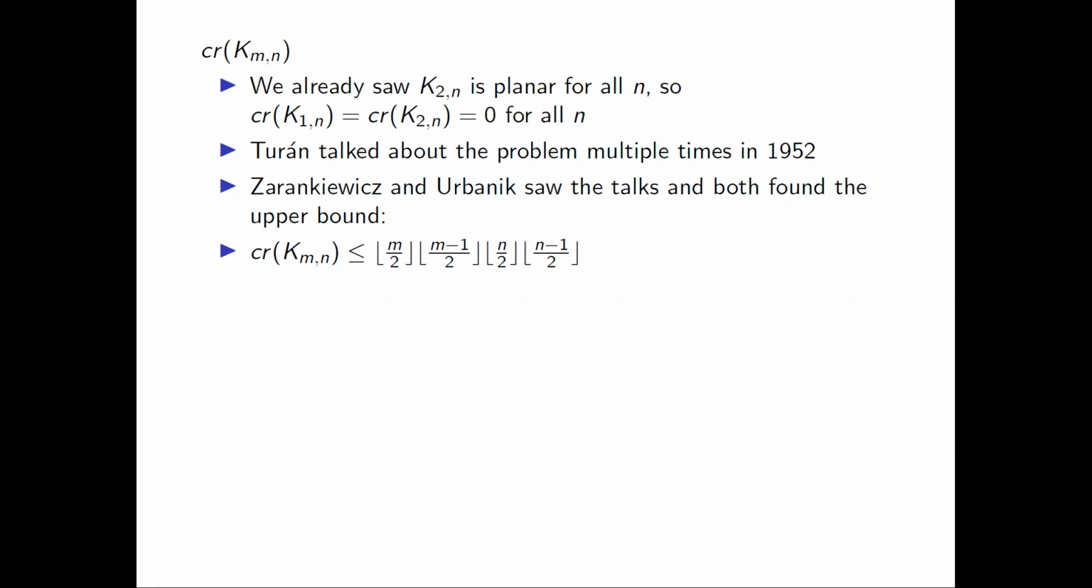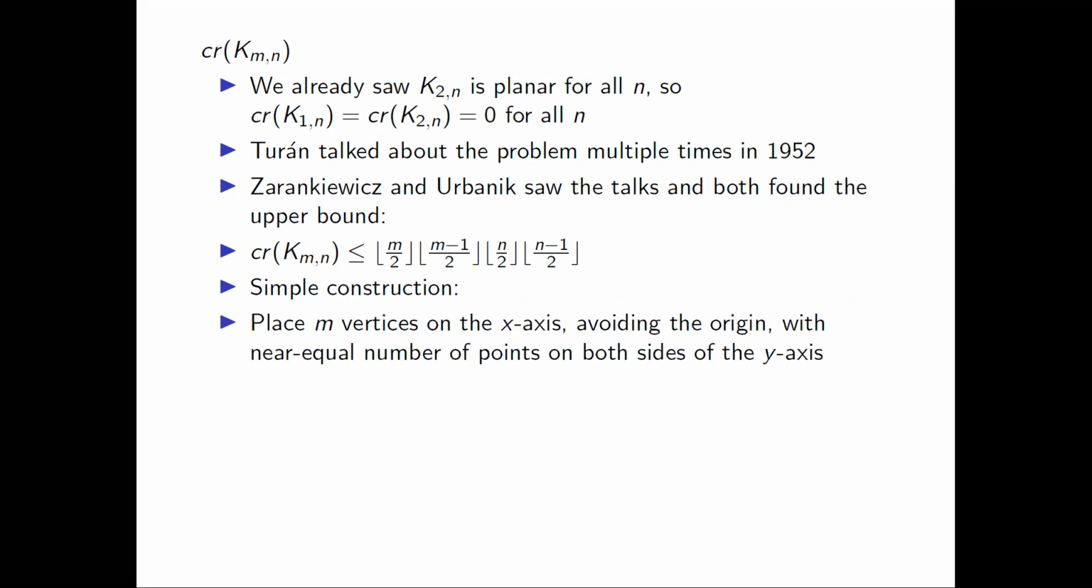So I'm going to describe a drawing like this, and we'll talk a little bit about why it has that number of crossings, but I'll leave some of the work to you as well. So here's a description of it in words, and I'll do a picture next to the words. So we place m vertices on the x-axis. We don't place any of them at the origin. And we put a near equal number of points on both sides of the y-axis. So I'm going to draw this up at the top.